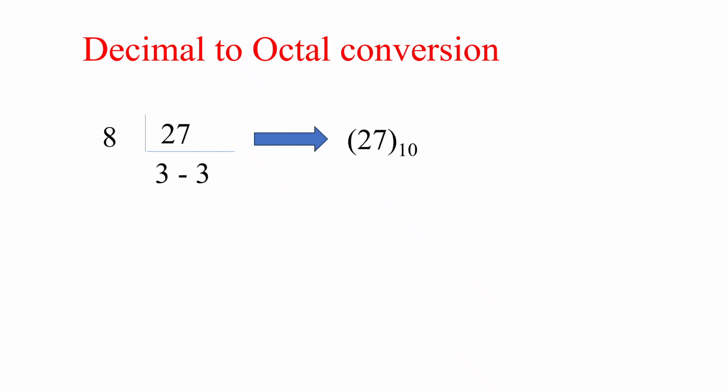Decimal to octal conversion. Let's start with converting a decimal number to octal. Our example, the number 27 in decimal. Divide 27 by 8. The quotient is 3 and the remainder is 3. Now, write the remainders in reverse order and we get 33. So, 27 in decimal is 33 in octal.